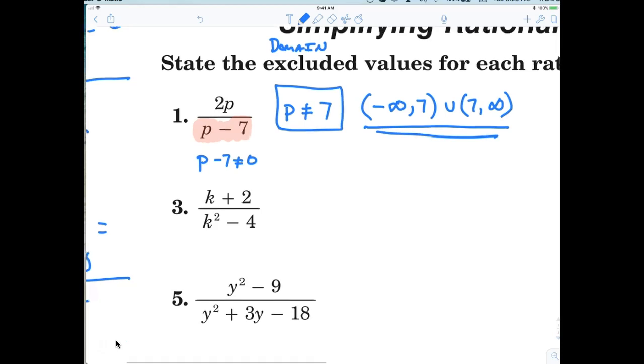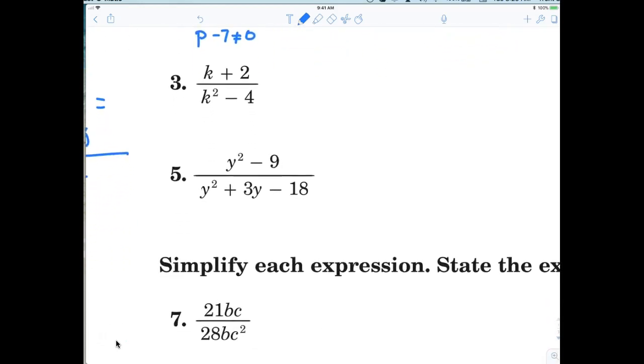Now I'm going to look at number 3. What numbers would make the denominator 0 here? 2. Just 2? 2 squared. So we would say K cannot equal, no, 4 squared minus 4 is not 0. 2 squared is, and what else? And -2. So there are 2 solutions here. You would say K cannot equal plus or minus 2.